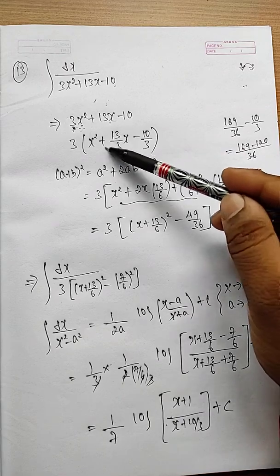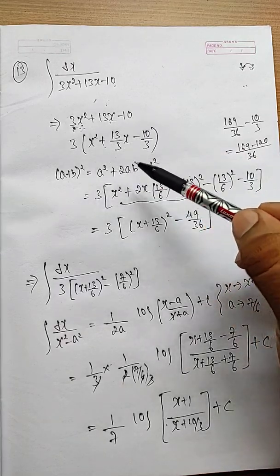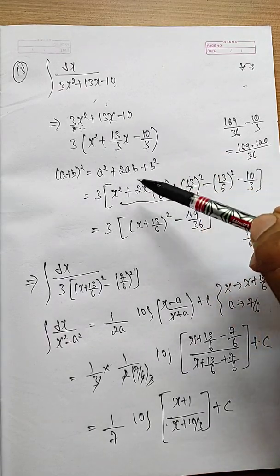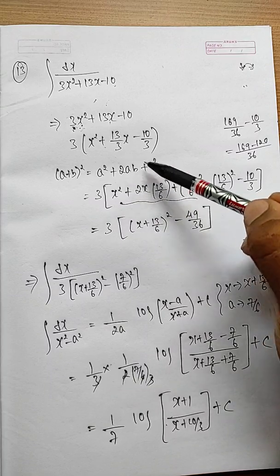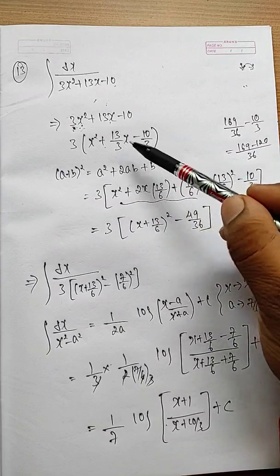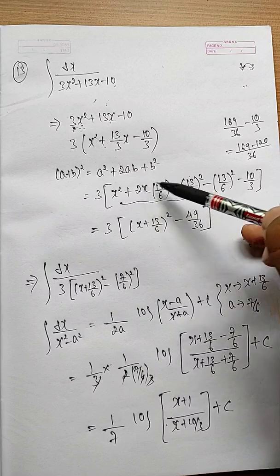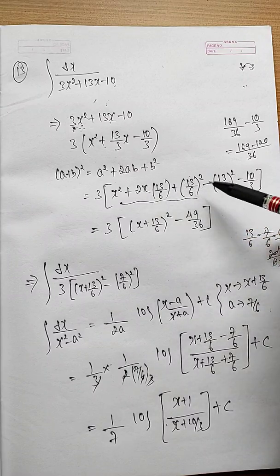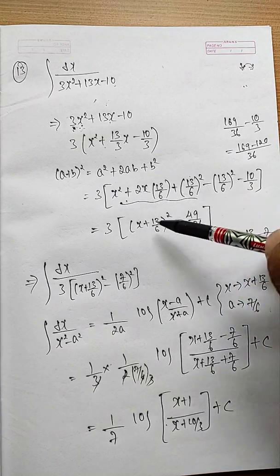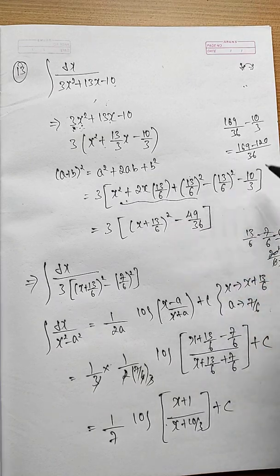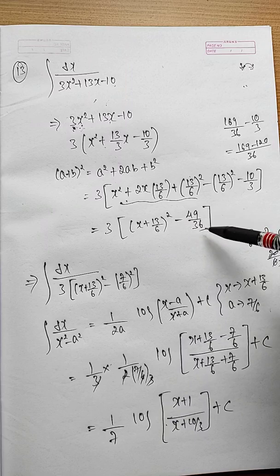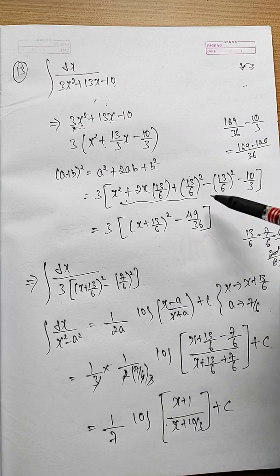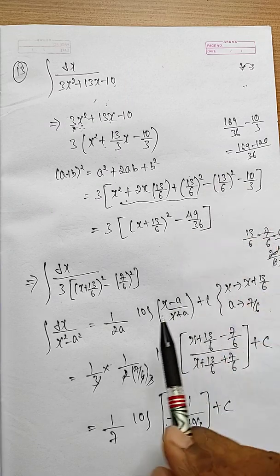Is it clear? In the middle we have a plus, means a plus b whole square, a square plus 2ab plus b square. So x square plus 2x, when we substitute b, 13 by 3 becomes 13 by 6. So b is 13 by 6, means adding 13 by 6 whole square and subtracting the 13 by 6 whole square, minus 10 by 3. Then it will become x plus 13 by 6 whole square, then we write this one as minus 49 by 36. Okay? Then write down a perfect square first.